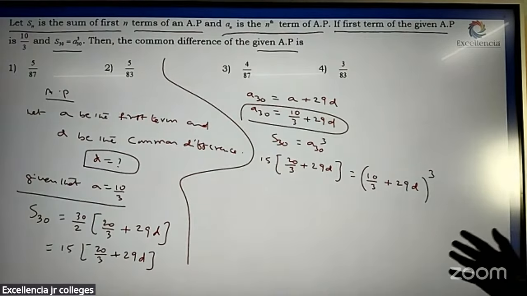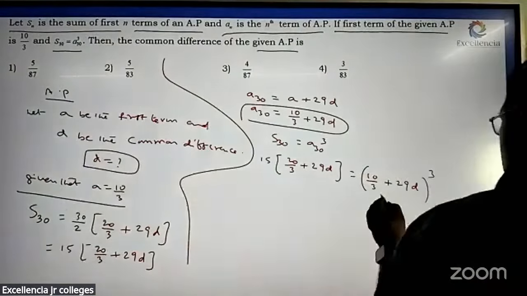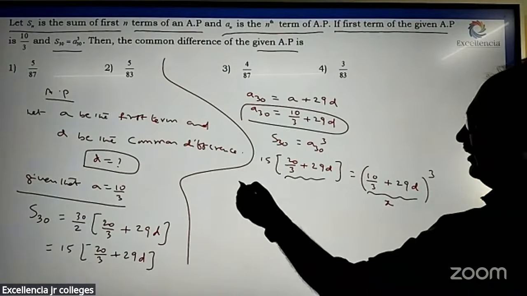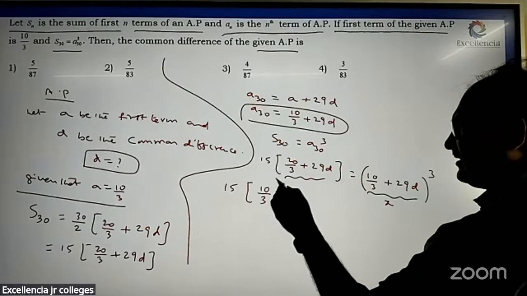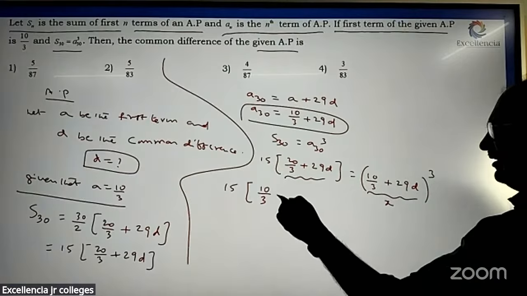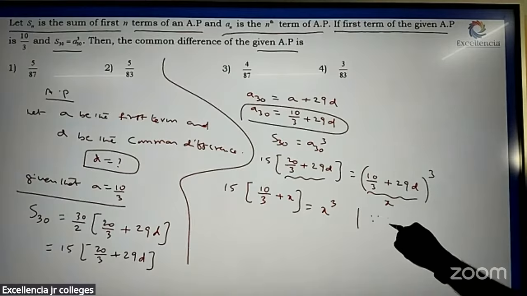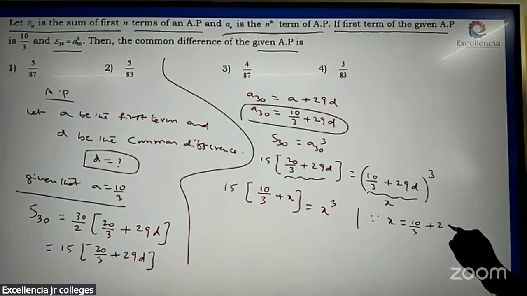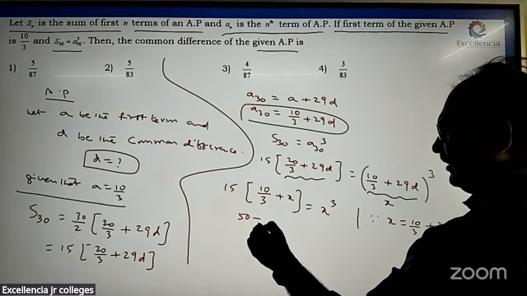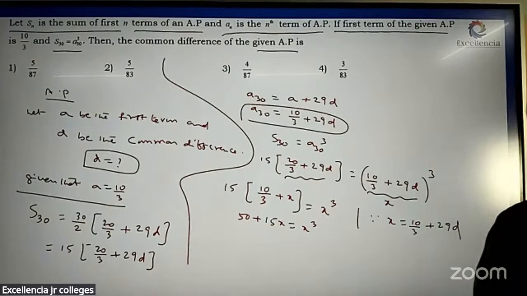But a direct expansion will take time. What we have to do is take 10 by 3 plus 29D as x. Then this becomes 15 into 10 by 3 plus one more 10 by 3 plus 29D, that is 15 into (10 by 3 plus x), equal to x cube. That is 50 plus 15x equal to x cube. So we are getting a simple cubic equation here.